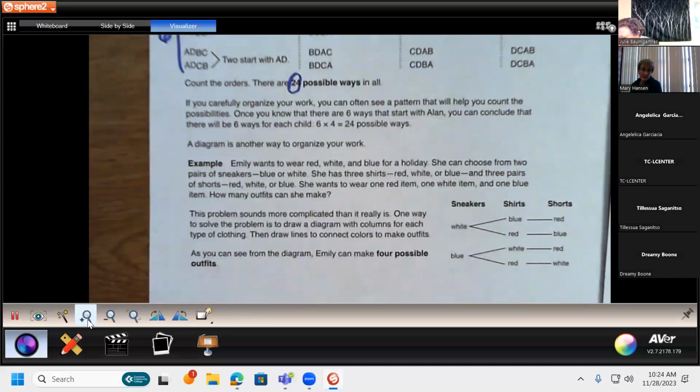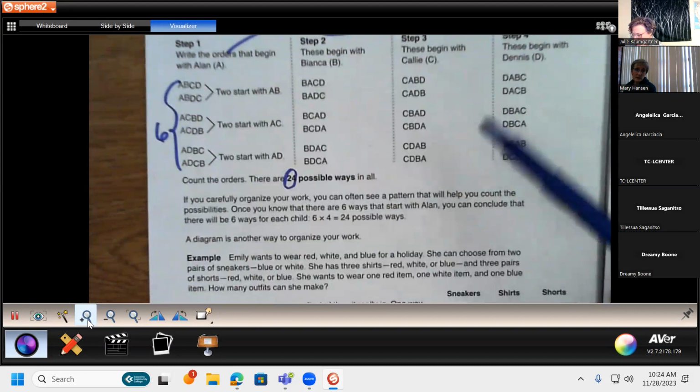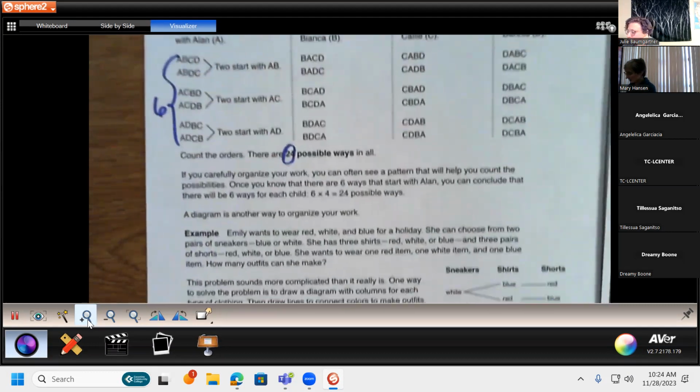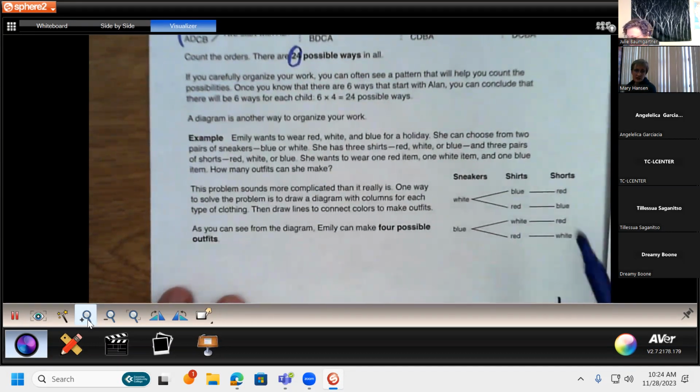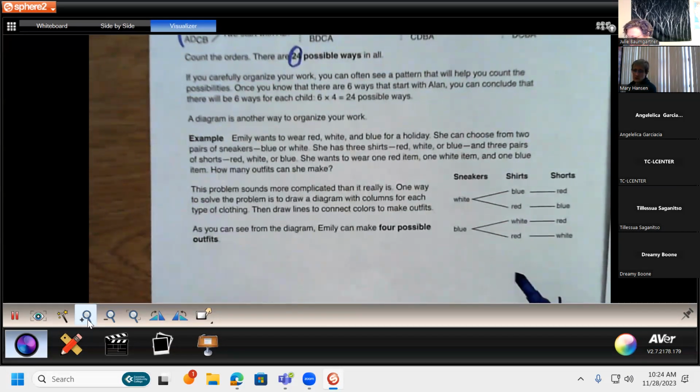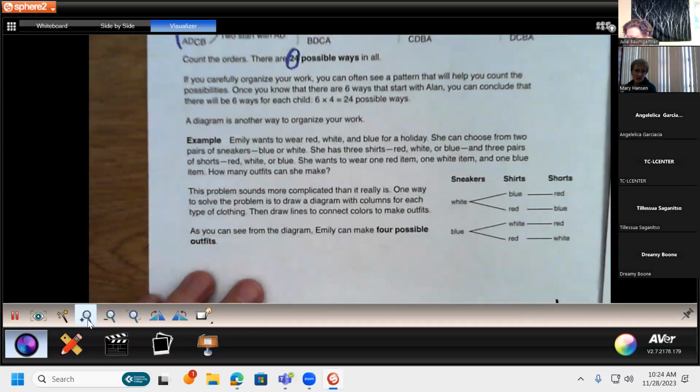This one is a little different because it's not just how many outfits can we make, it's how many outfits can we make if she wants to wear one red item, one white item, and one blue item. A more classic problem of this would just be how many different outfits can you make from 2 sets of sneakers and 3 shirts and 3 shorts. Okay. And so you could do the same thing that we did up here, making this list, but you can also make this kind of tree diagram, which for some people makes a lot more sense in terms of organization.